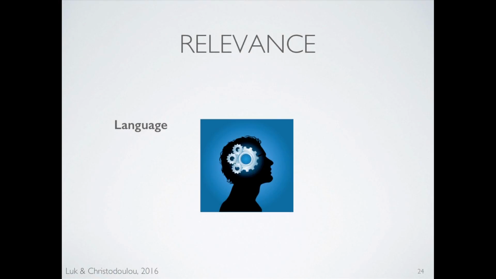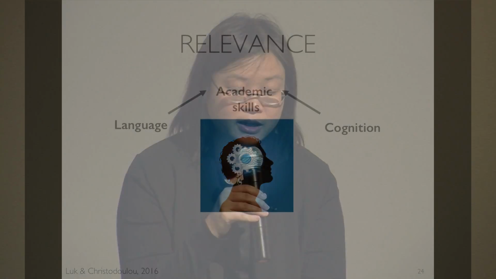Now, even in research, we typically look at language by itself, or we look at cognition by itself, and we rarely combine the two together. But what's more interesting is to relate these cognitive and language skills to academic performance. So we know the strength and the weakness of all learners, not only children who have a developing English proficiency.